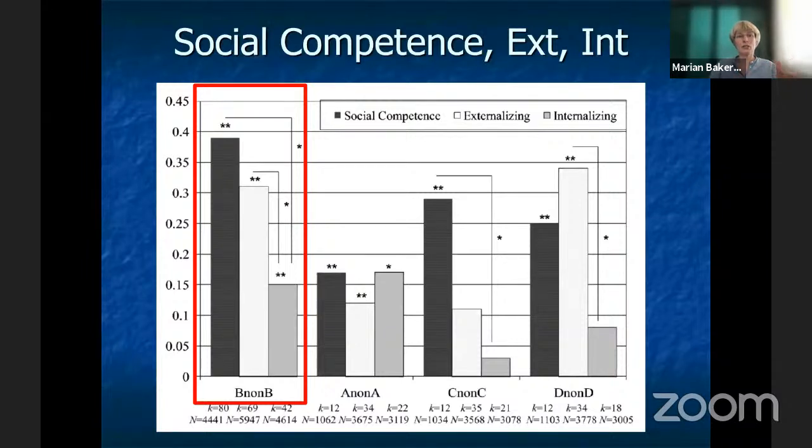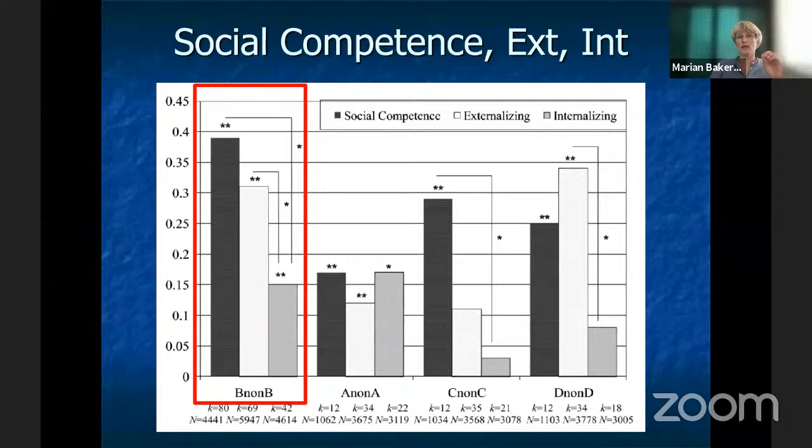And if you see the dark bar, which reflects social competence, so peer relationships, then this is the meta-analytical effect size over quite a number of studies and very many dyads, as you see at the bottom. The effect size of 0.38, so 0.38 of a standard deviation, says secure children are more socially competent than non-secure children.